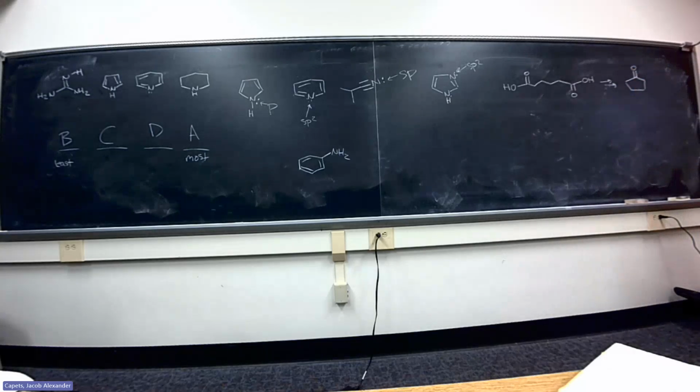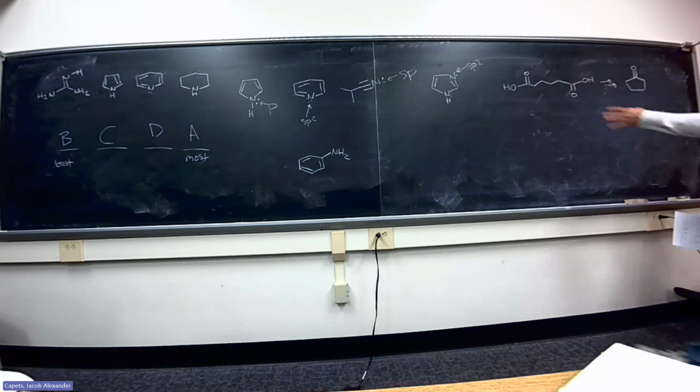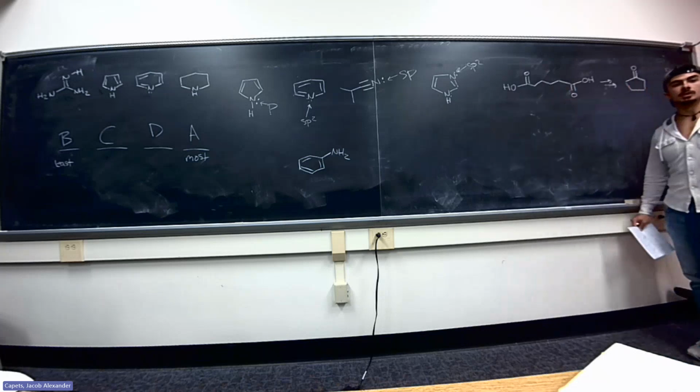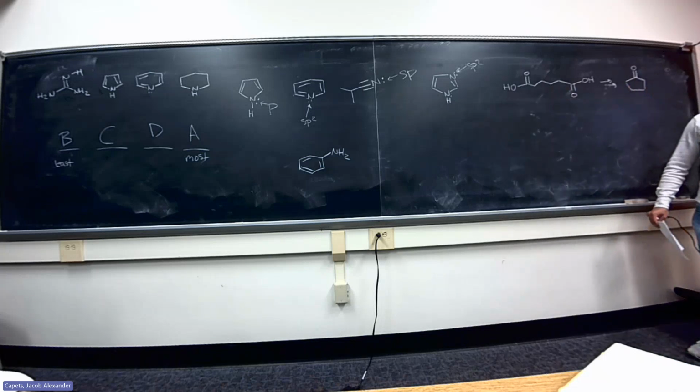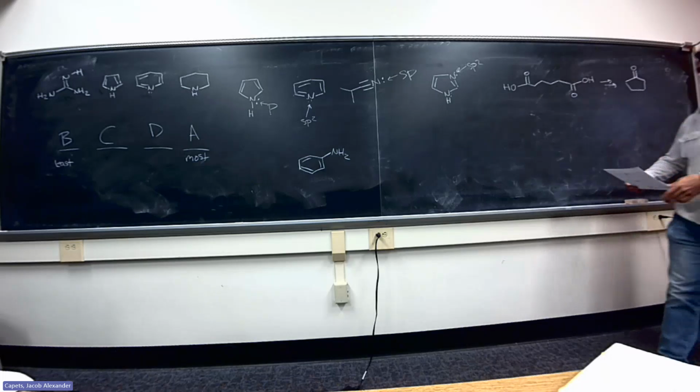How many carbons do we have in the starting material? 6. How many do we have in the end? 5. What did we do? We formed a ring, right? Yes, sir. So we need some kind of condensation that forms a ring. These are carboxylic acids. What can we change them to in order to make a condensation that forms a ring? Esters. How can we change carboxylic acids to esters?